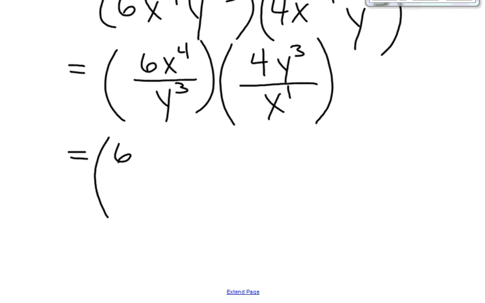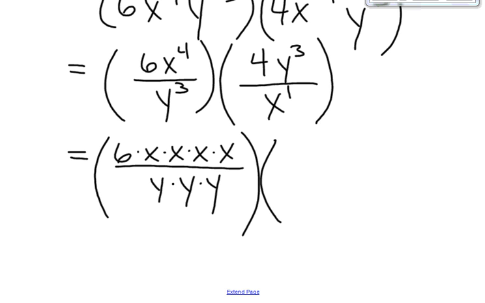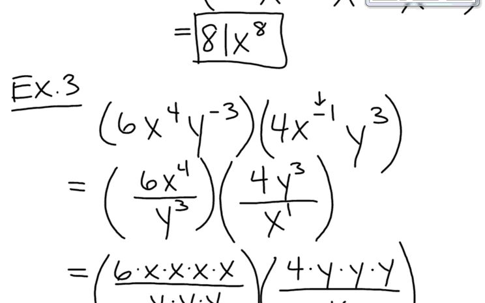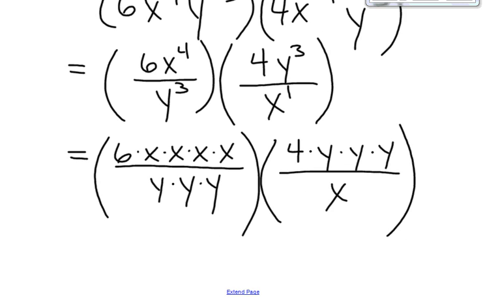So that's going to be 6 4x's over 3y's times 4 times 3y's over x. Okay? Now you start looking at things that you can multiply and cross out. Oops, sorry. There we go.